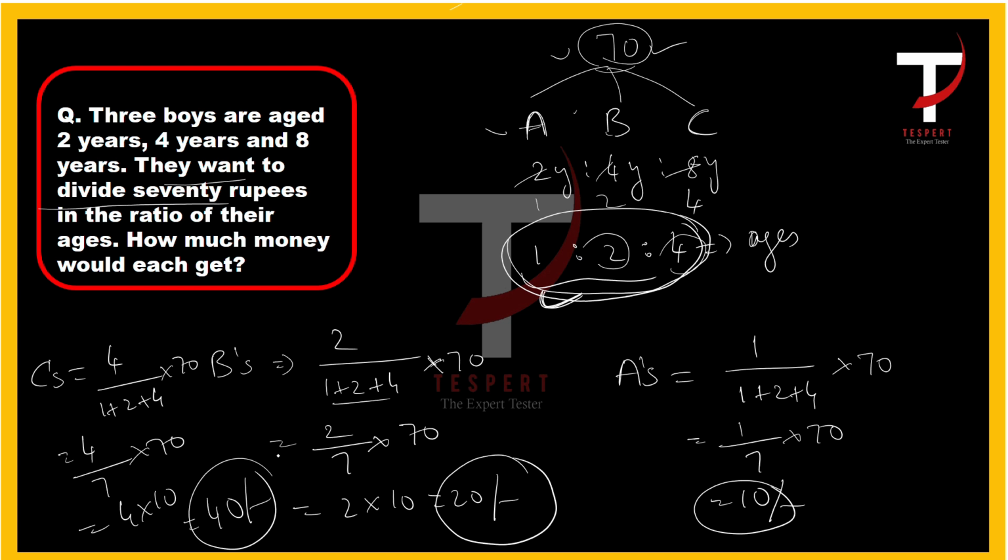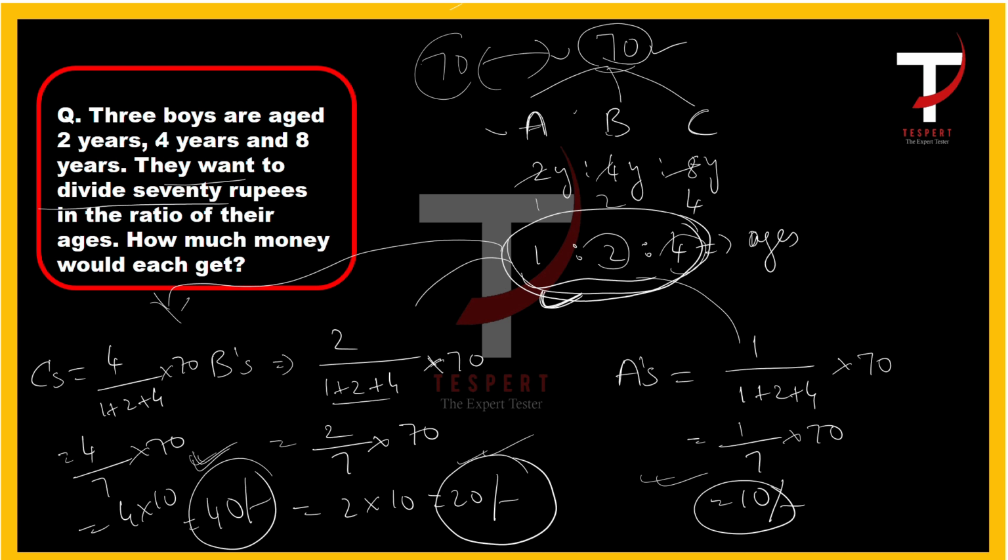So in order to check whether what we did is correct or not, just add it. Total shares we must add. So 40 plus 20 plus 10, which is equal to 70. So 70 is equal to 70, right? So in this way you can calculate the respective shares of anyone.